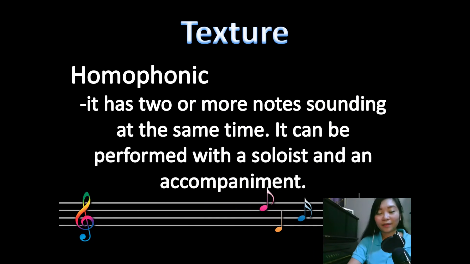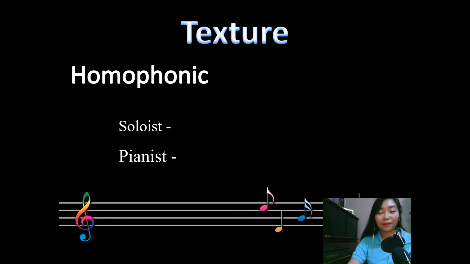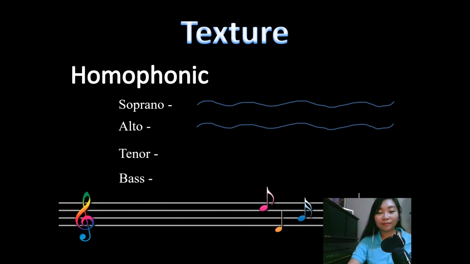The next type of texture is homophonic texture. It has two or more notes sounding at the same time. It can be performed with a soloist or with an accompaniment. For our example, we have here a soloist and a pianist performing at the same time. Another example is a choir or a chorale, wherein a soprano, an alto, a tenor, and a bass are singing at the same time.